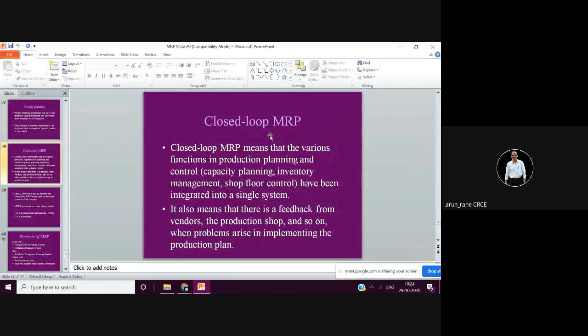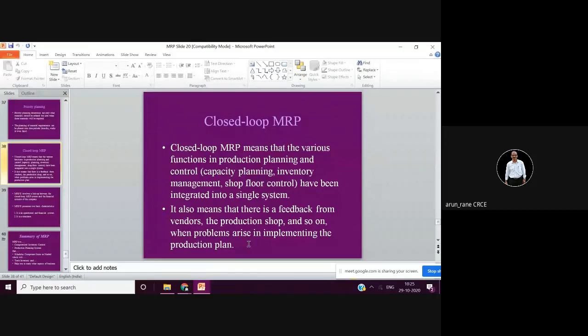Now, what do you mean by closed loop MRP? The various functions in production planning and control, that is capacity planning, inventory management, shop floor control, are integrated into a single system. So as I said, you keep on taking the feedback here. So here we always take a feedback from the suppliers, that is also called the vendors.